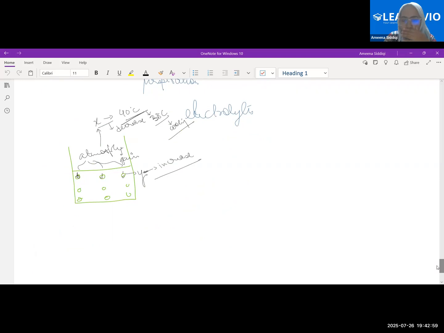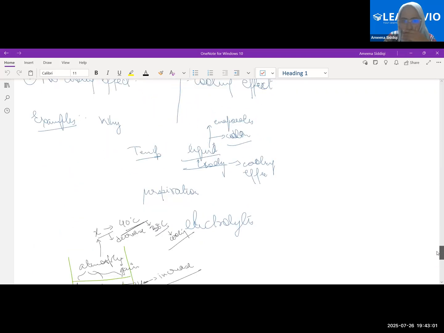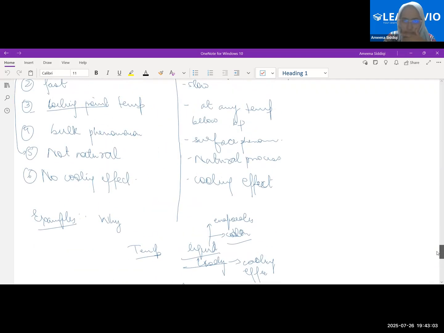Ma'am, if the humidity is more, the rate of evaporation will decrease, and if humidity is less, the rate of evaporation will increase. Very good. Lokia, can you explain the relationship between surface area and the rate of evaporation? When surface area is more, the rate of evaporation will increase because the more the surface area, the more the evaporation.